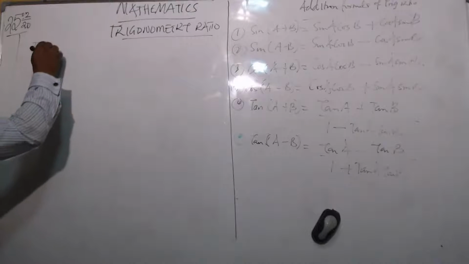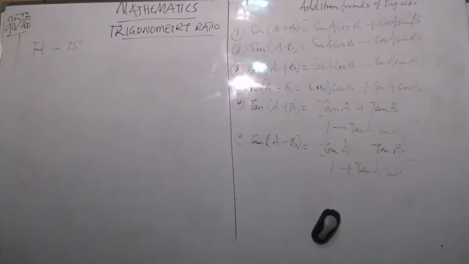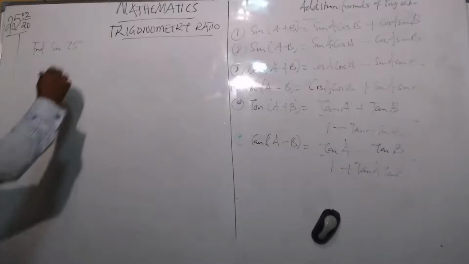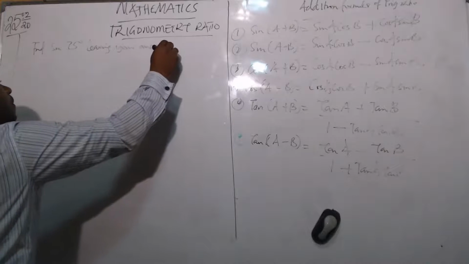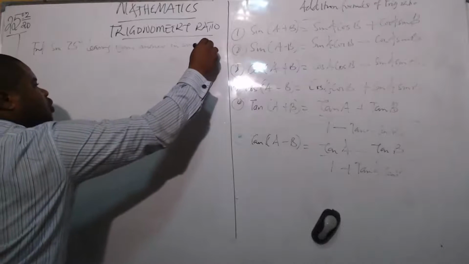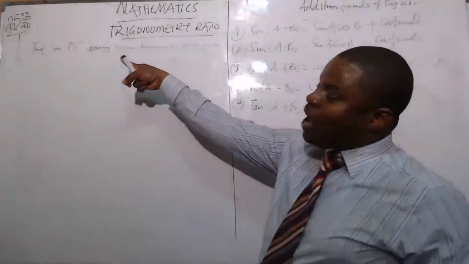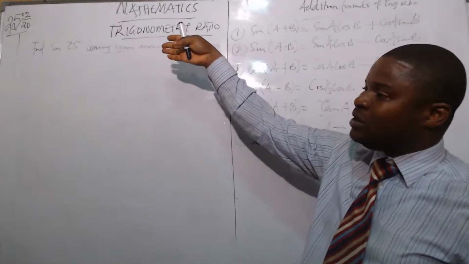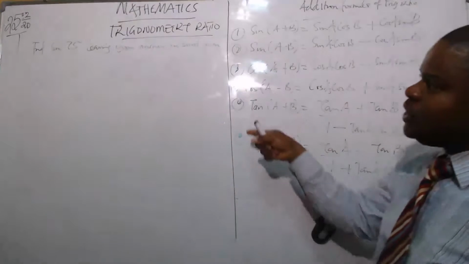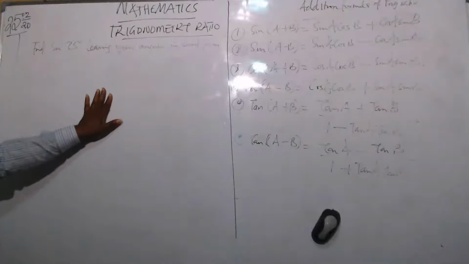Find sine 75 degree, leaving your answer in surd form. Good. Now, definitely surd form. Our calculator cannot give us our answer in surd form. It will only give your answer in decimal or fraction. But the instruction says leave your answer in surd form. And if at all you are pressing your calculator, you have to answer in surd form. You don't do that.